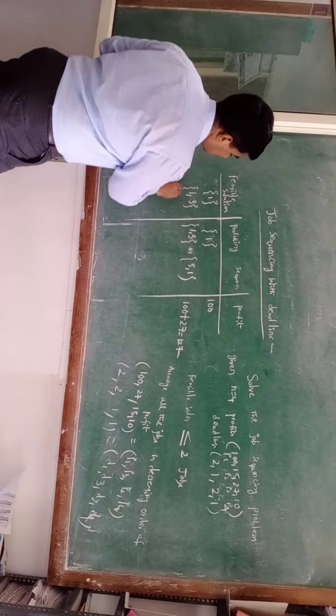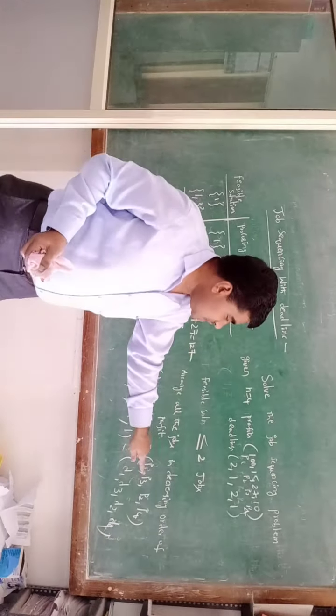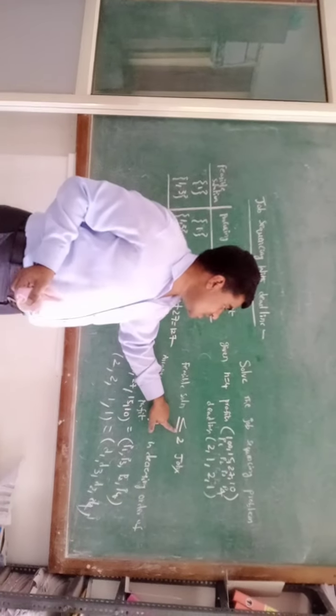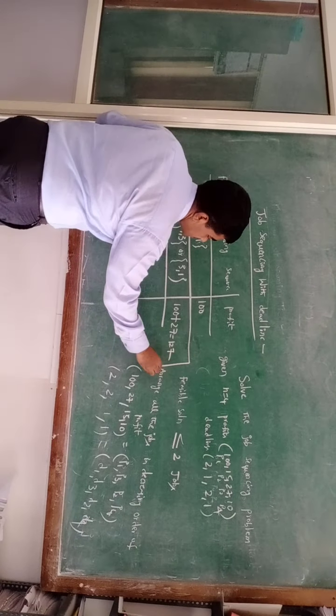So here the processing sequence is this one. Now again, no need to try with the remaining jobs. Why? Because the maximum deadline is 2 only. So this is the maximum profit.